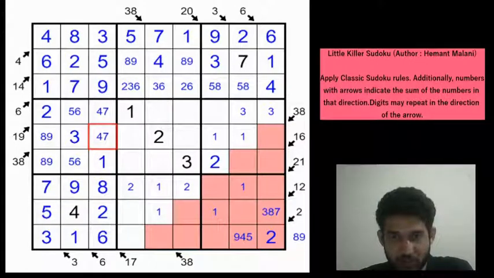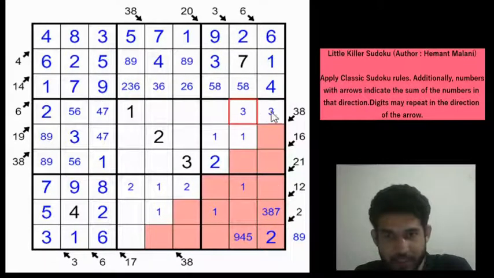So can we do something more now? Can we eliminate some possibilities of the 12? No, right? 9, 4, 5, no. And 3, 8, 7 also no. So as of now we can't eliminate anything.